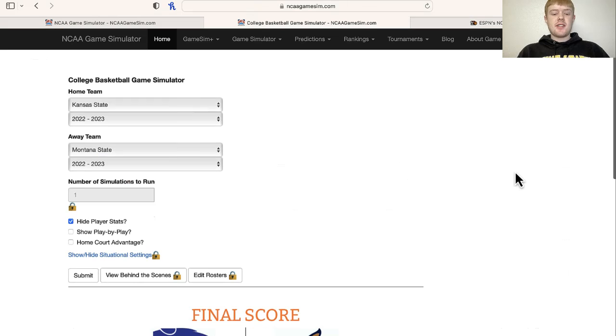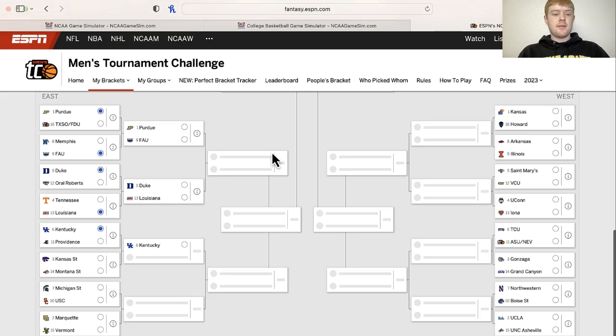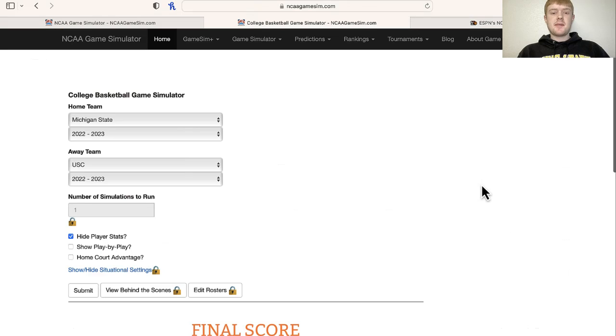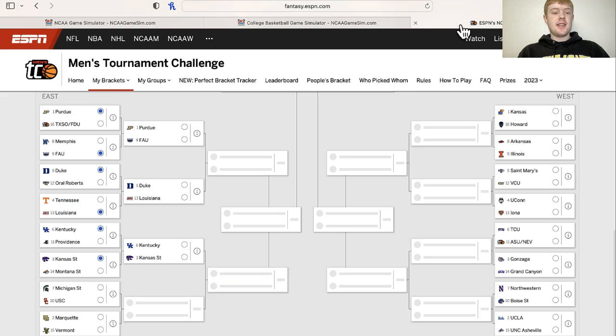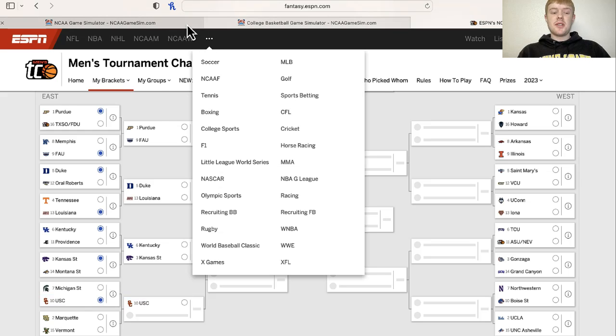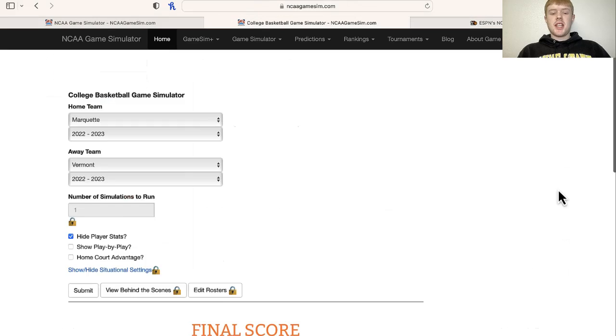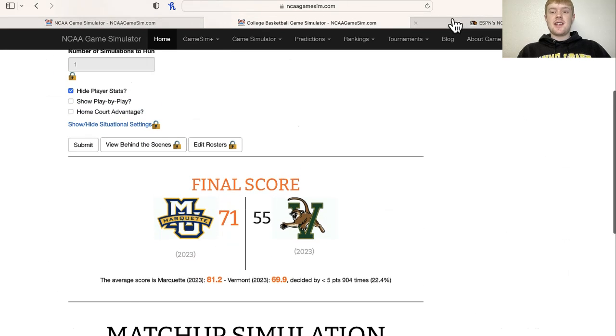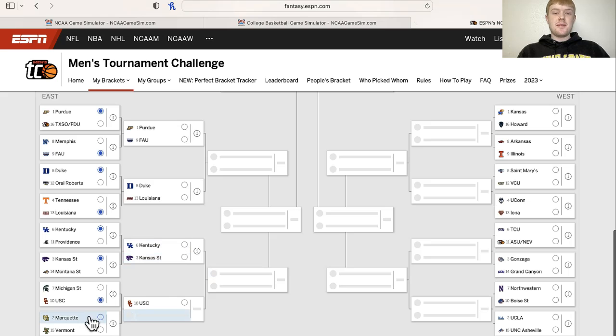Now we have Kansas State versus Montana State. Kansas State's going to win. Move on to the next round. Next matchup is Michigan State versus USC, and USC is going to beat the 7 seed. They move on. Now will Vermont continue the trend of 15 seeds winning, or will Marquette spoil their hopes? And Marquette beats Vermont to be the first 2 seed to move on. Let's move on to the next round.